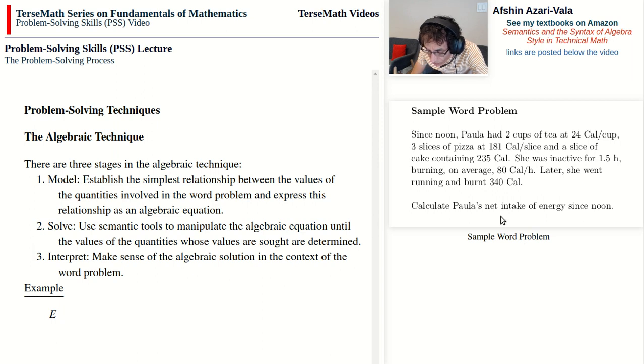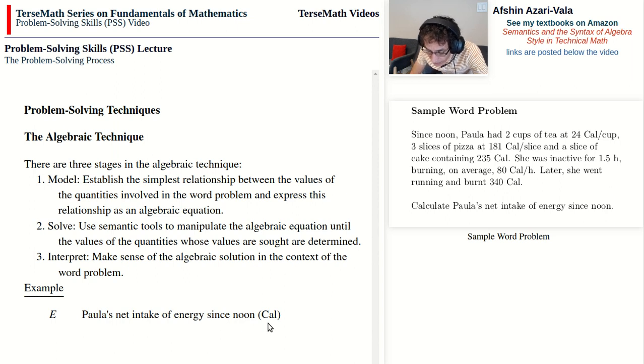And the value of this unknown will at some point be computed. But for now, we don't know what it is. So we're going to use the quantity symbol E to refer to Paula's net intake of energy since noon. And in brackets following this, we write down the unit that will be used in the calculation of its value. So in the equation that we will have, E will represent Paula's net intake of energy since noon, and the unit that will be used in the calculation of its value will be calorie.